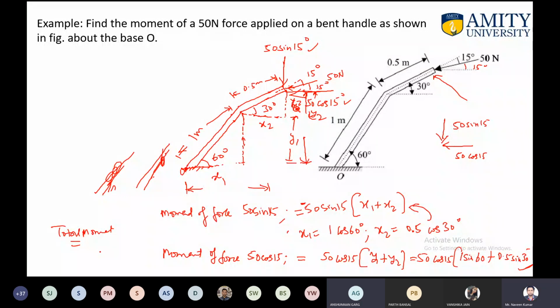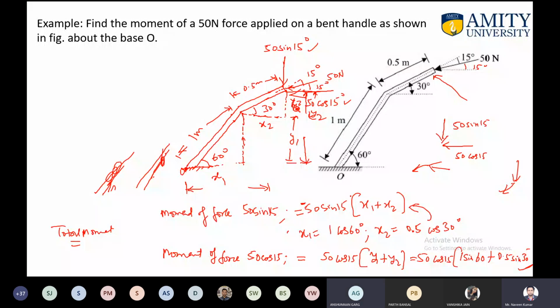I have already explained this. When the force acts, anti-clockwise notation is positive and clockwise is negative. That is the thing which we have discussed earlier. So this is minus 50 sin 15 and this is plus 50 cos 15.